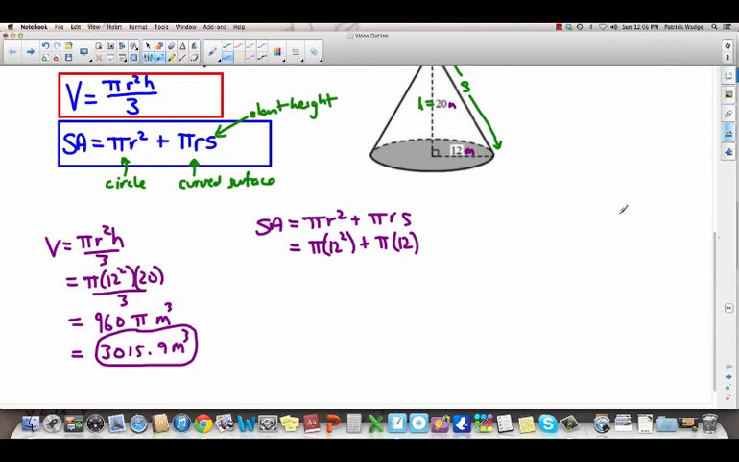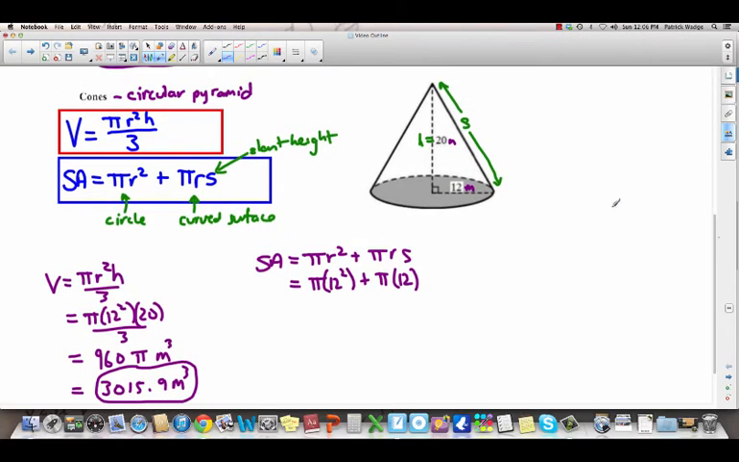How much is s? Oh, we don't know what s is. Guess what you're going to do? Well, look at this triangle right here, and I think you'll realize that what you need to do is use the Pythagorean theorem. So let's do it. I'll just redraw the triangle.